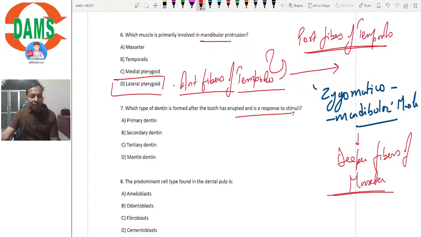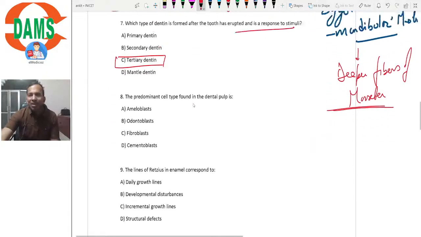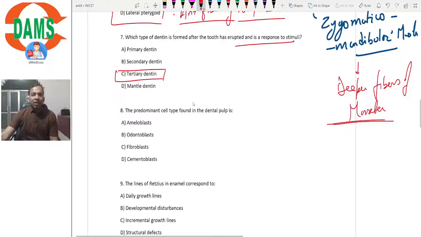Which type of dentine is formed after the tooth has erupted and is a response to stimuli? So which type of dentine forms in response to some stimuli? And I hope it's easy to answer. It's the tertiary dentine. It forms after the tooth has erupted, right? And then there is some sort of noxious stimuli. So in response to that stimuli, either reparative or reactionary dentine will form. Reparative dentine from differentiated odontoblast-like cells, and reactionary dentine is from pre-existing odontoblasts.